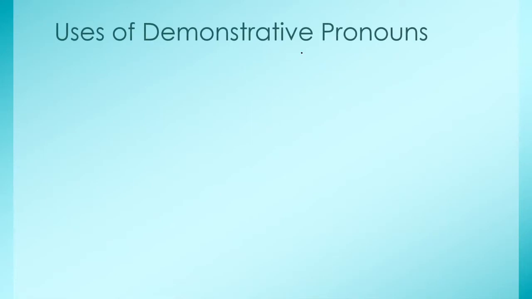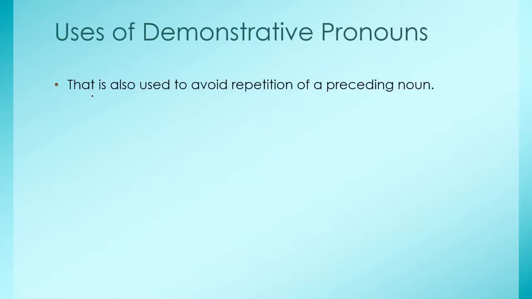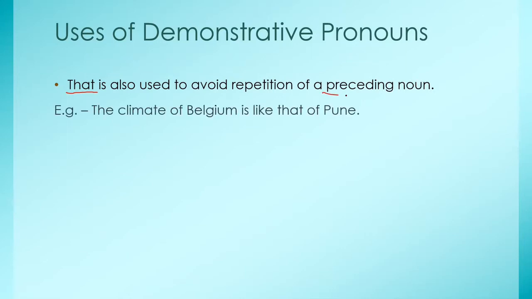Uses of demonstrative pronouns. First, that is also used to avoid repetition of a preceding noun. Means the pronoun that is used to avoid repetition of a noun that is preceding. Example, the climate of Belgium is like that of Pune.